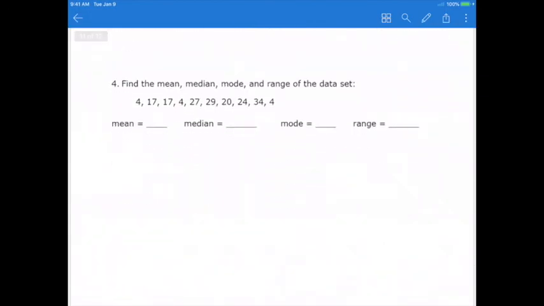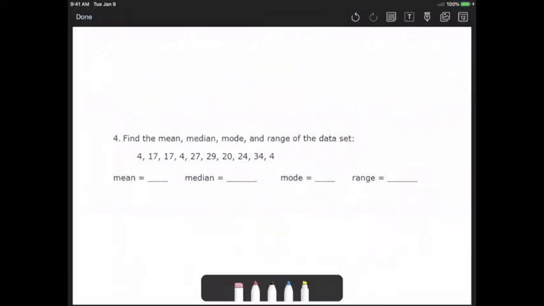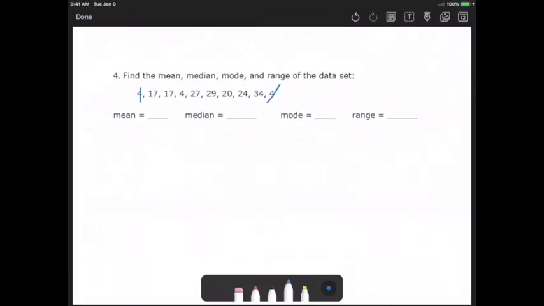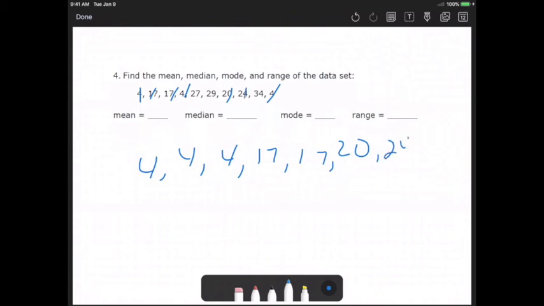Let's try this one. You're going to do the mean, median, mode, and range. Remember, put them in order first. Pause, then hit play. Okay, here we go. So I see I have 4 and 4, and another 4. I have, what's next? I have 2 17s. I have a 20. I have 24. I have 27, 29, 27, 29, and 34.